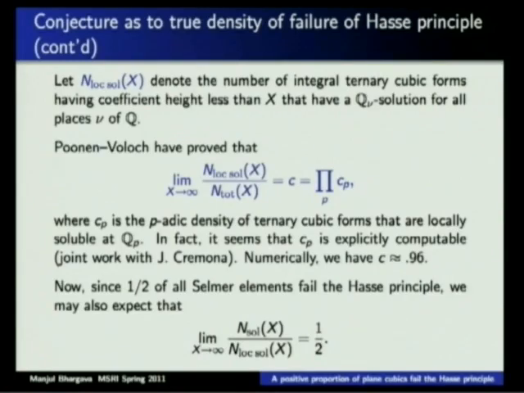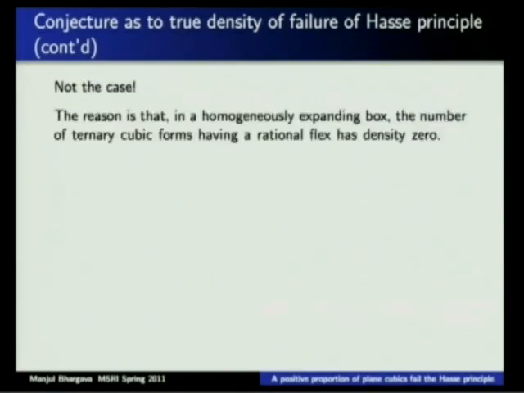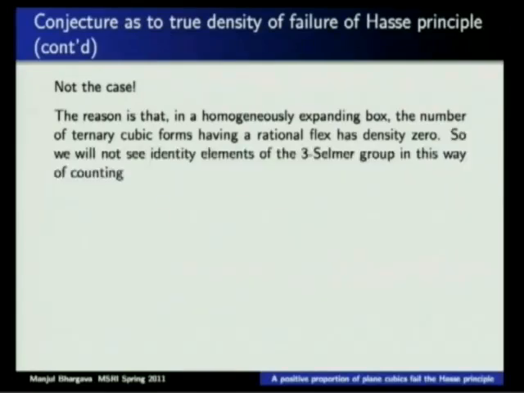And, well, the answer is no. And the reason is that in a homogeneously expanding box, as I explained earlier, the number of ternary cubic forms having a rational flex has density 0. Okay? Because if you're in a homogeneously expanding box, you're avoiding the cusp of the fundamental domain. So you're not hitting any of the identity elements of the Selmer group. Right? You're the identity element in the 3-Selmer group exactly if you have a rational flex. But the chance that a random ternary cubic form, when ordered by coefficient height, has a flex is 0. So basically, you're not going to hit the identity elements of the 3-Selmer group in this way of counting.